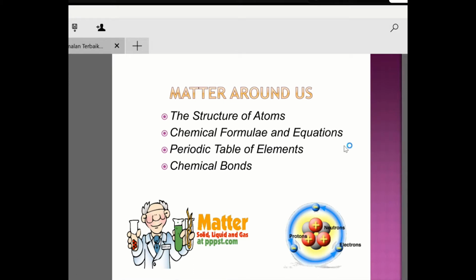If the students are not able to master the chemical formula or equation, they will find a big problem with the periodic table of elements. If they cannot master the periodic table, then they find it very difficult to come up with the chemical bonds. So here we would like to let them see the relationship.